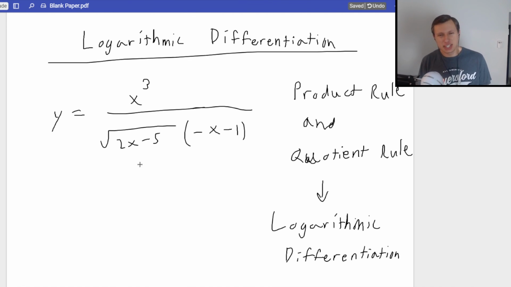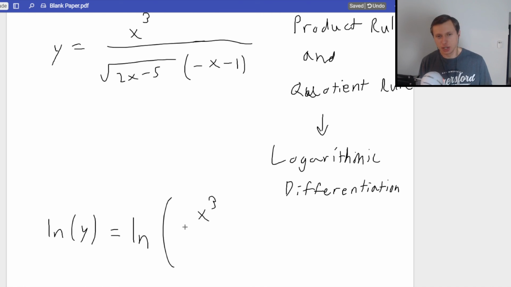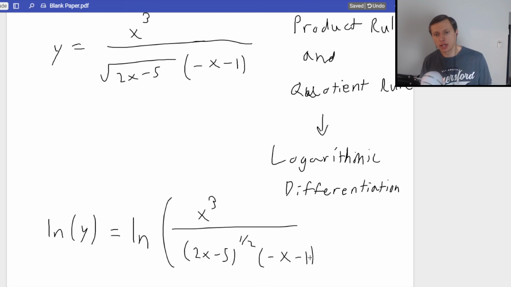It's funny. The first step of logarithmic differentiation is make the problem harder. You're actually going to take the natural log of both sides. So the natural log of y equals the natural log of this whole thing. X cubed in your numerator. The denominator, I'm going to rewrite square root of 2x minus 5 as 2x minus 5 to the 1/2 power, right? Like that's just, we all agree with that. And then times the quantity negative x minus 1, close parenthesis.